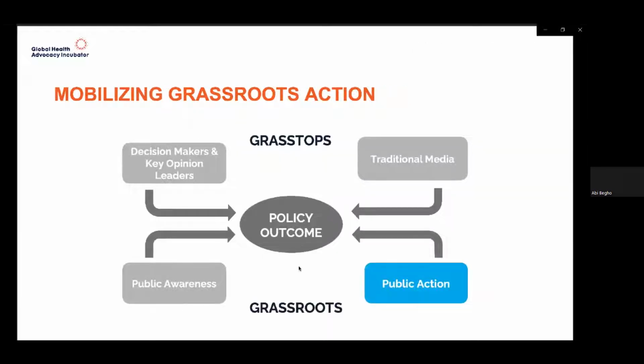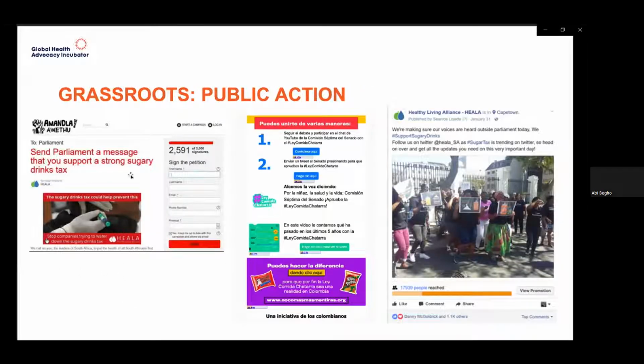Then what we've got to do is, again, thinking back to that spectrum, is really about driving action. And action can take a lot of different forms. And here's some examples of some good public actions. Here on the left-hand side, you have a petition that was done in South Africa to send the parliament a message that you support a strong sugary drinks tax.